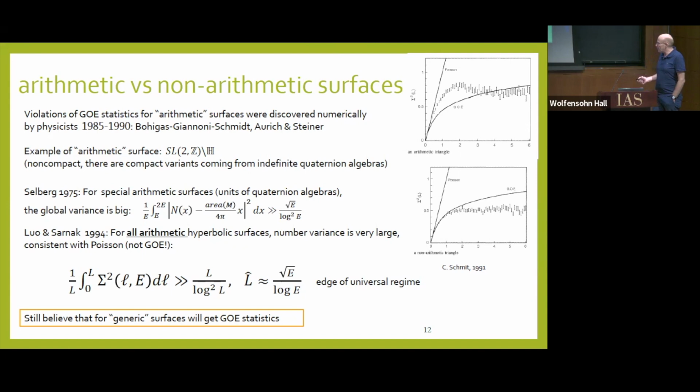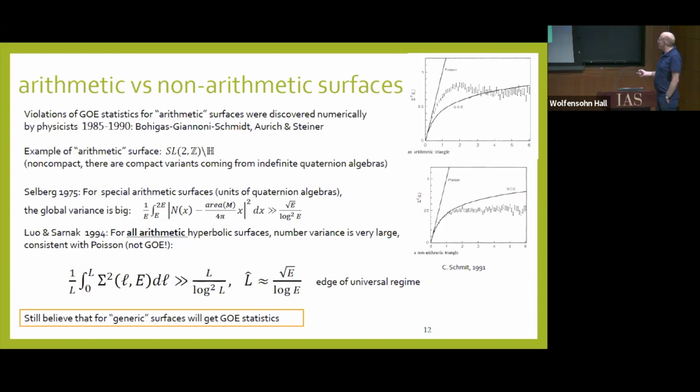But nobody, to my understanding, knows how to prove an upper bound on the number variance. But to show that it's not GOE, all you need is a lower bound. So the lower bound is almost what you get in Poisson. Again, this is not for all windows, but it's within the universal regime.